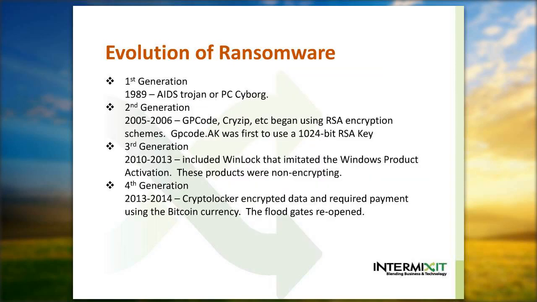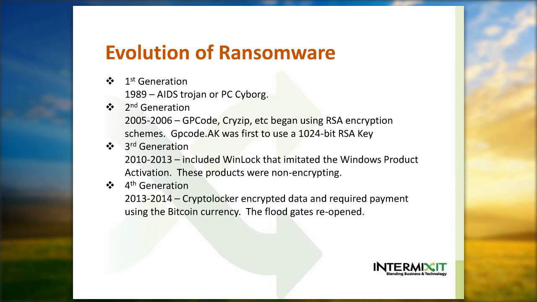The evolution of ransomware is actually quite old. Back in 1989, the first AIDS Trojan, or PC Cyborg, would claim a user's license to a piece of software had expired, would encrypt the file names on the drive, and required users to pay $189 to unlock the system. In 2005, 2006, a string of GPCode, CryZip, and others began using RSA encryption schemes. This is really the first stage of ransomware where it encrypted large amounts of data on computers.